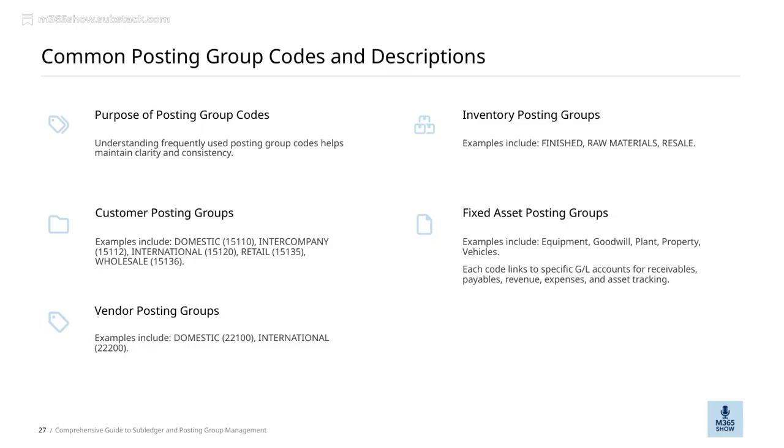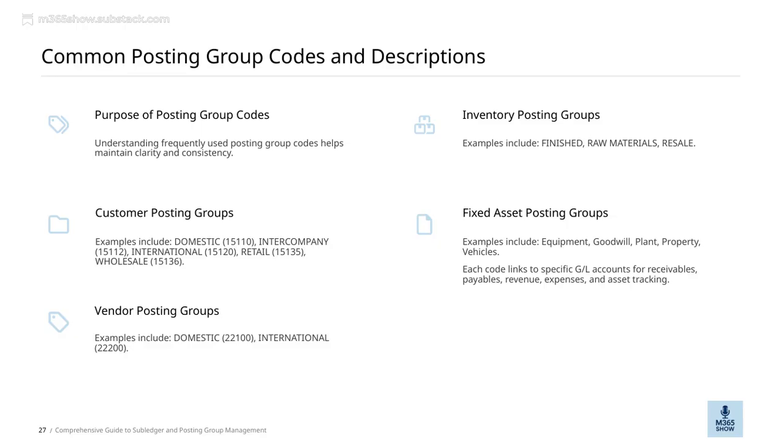For vendor posting groups, you'll find categories such as domestic, with a code like 15,110, INTRC1PNY at 15,112, international at 15,120, retail at 15,135, and wholesale at 15,136. These codes streamline our vendor management and ensure transactions are properly allocated. Customer posting groups are just as important. Understanding these frequently used posting group codes helps us maintain clarity and consistency across our financial data.